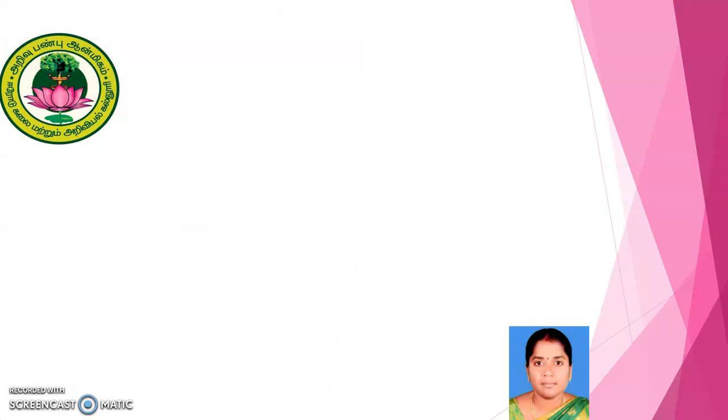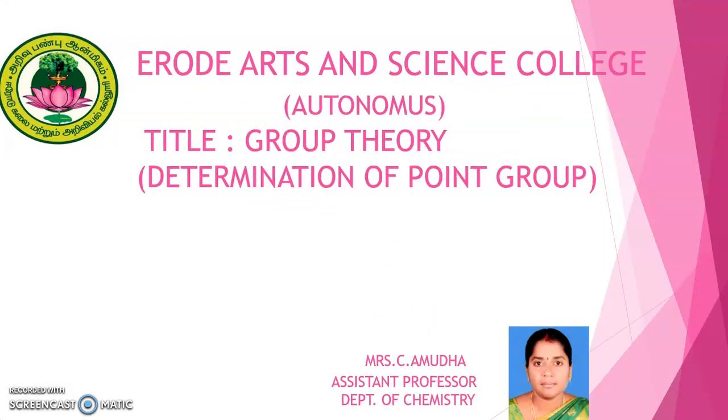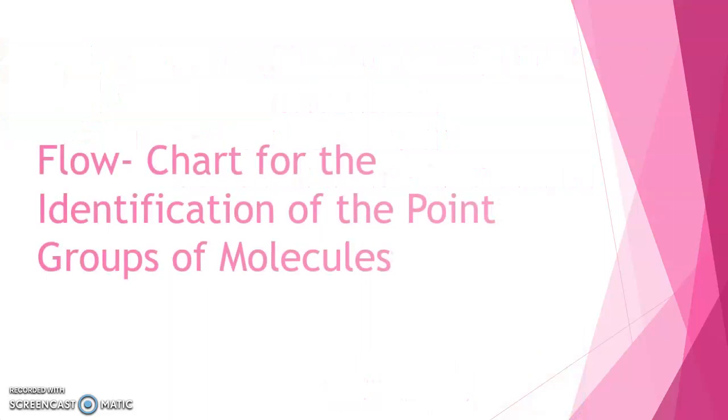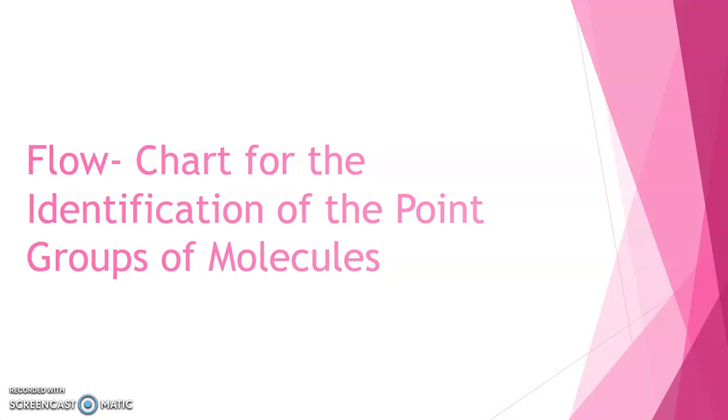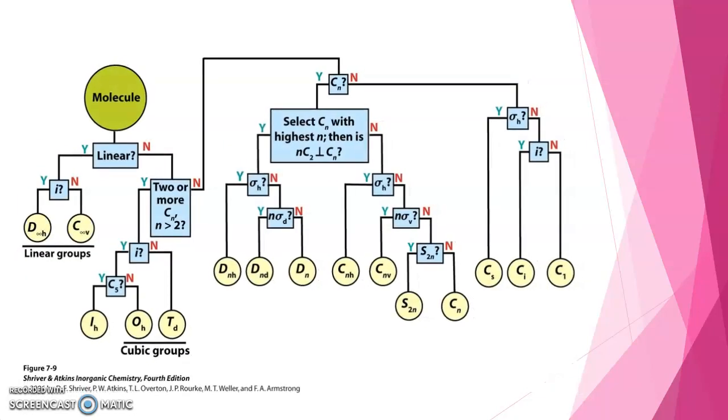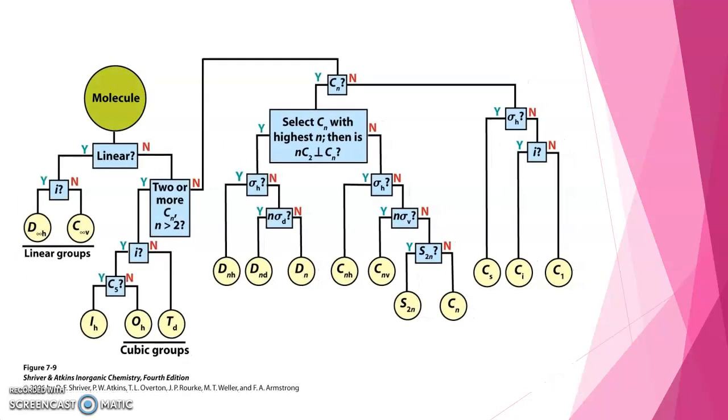Today we are going to discuss the determination of the point group of a molecule by using a flowchart. So let us see the flowchart. This is the flowchart to determine the point group of the molecule. First we take the molecule and consider whether the molecule is linear or not. If the molecule is linear, this condition is satisfied, means yes.